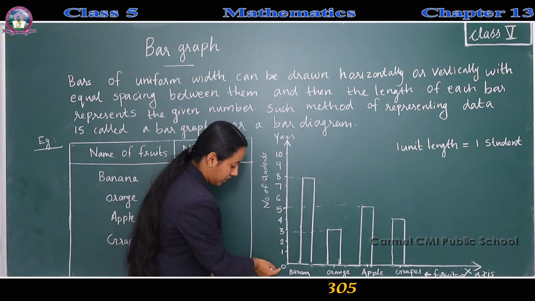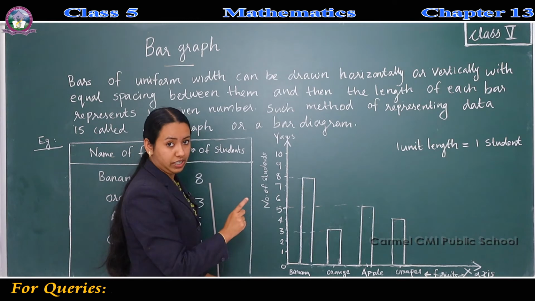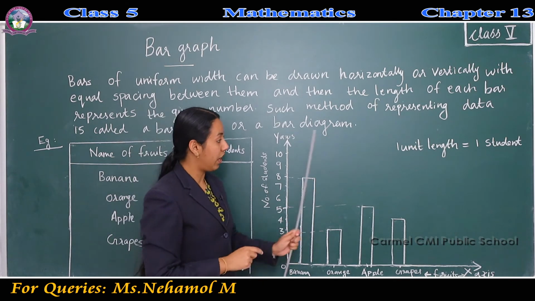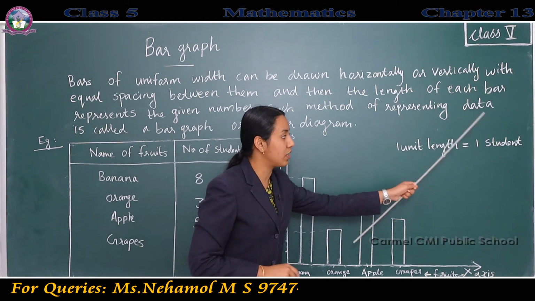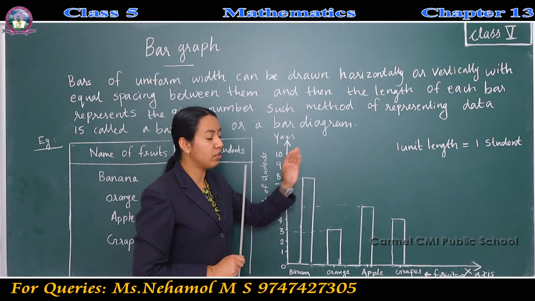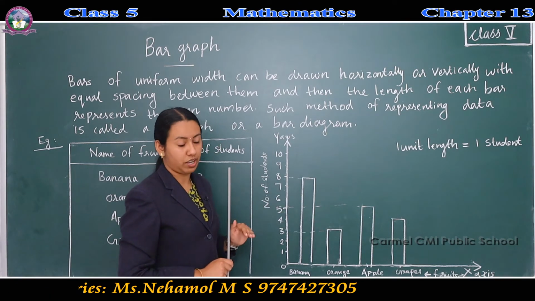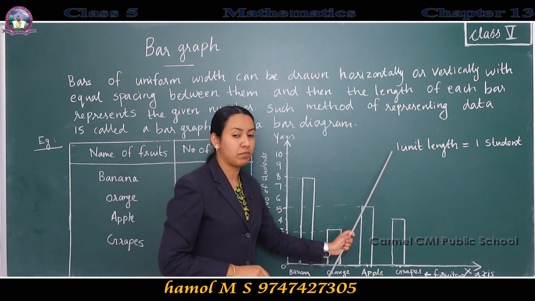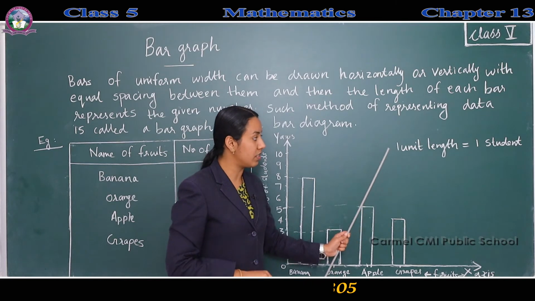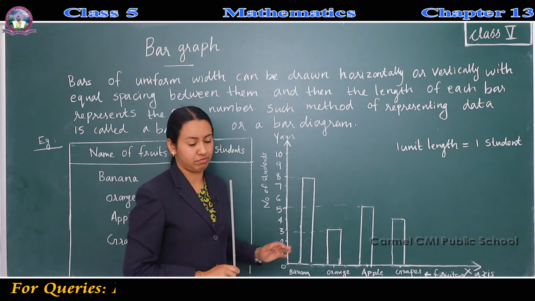This spacing, the distance between 0 and 1, is known as unit length, and here 1 unit length is equal to 1 student. That means 1 unit length represents 1 student, 2 unit length represents 2 students, and so on. And it is necessary to mention the scale. This is known as the scale of the graph, and it is necessary to mention the scale in the graph.